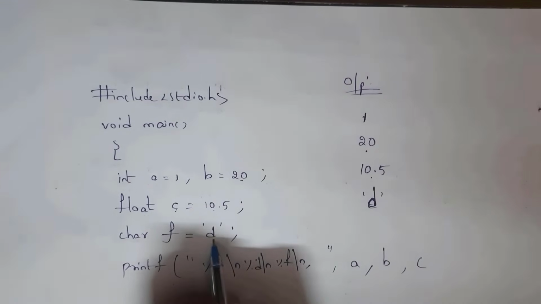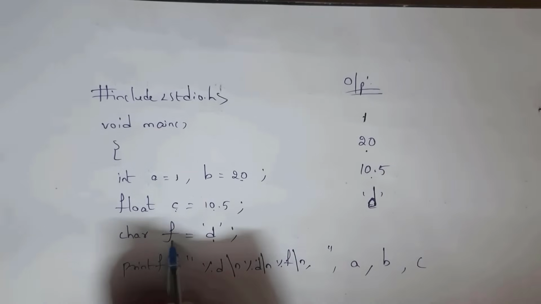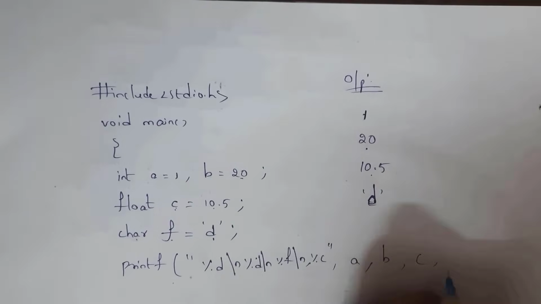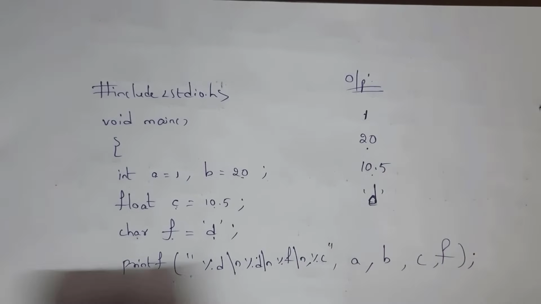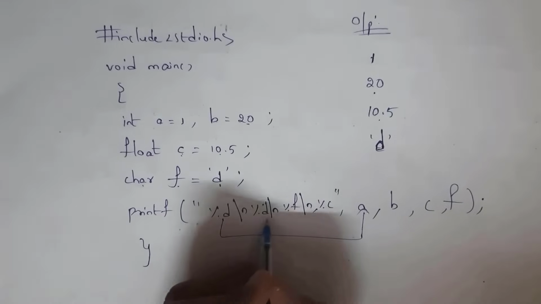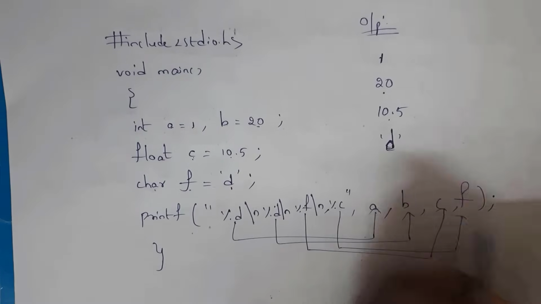Last one is d. d is present in variable f, and this variable f is character data type, so I need to take here %c comma f, close with semicolon. Whenever you execute this program, then you will get output as 1, 20, 10.5 and d. This is my output. Next I will explain what is the use of the scanf function.